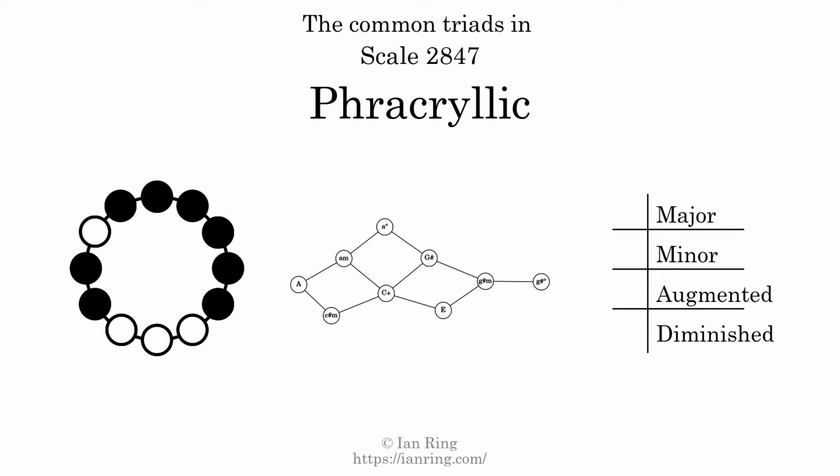Here are the common triads present in this scale. The diagram in the center is a graph of parsimonious voice leading between triads. There are 3 major triads. There are 3 minor triads. There is 1 augmented triad. There are 2 diminished triads. Here is a Hamiltonian path of parsimonious voice leading that uses all the triads.